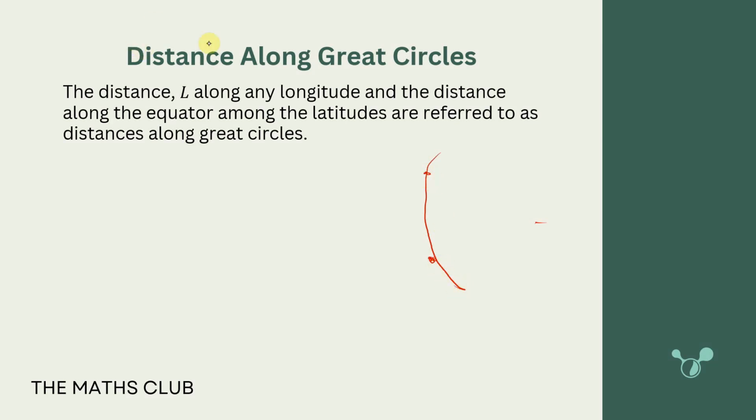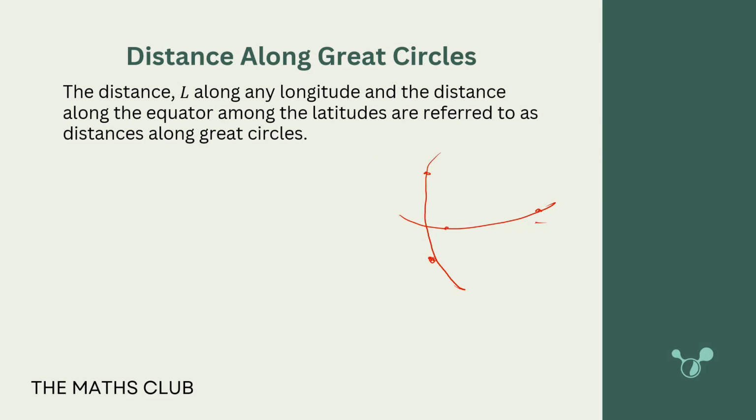So if we have distance along any longitude at all, and distance along the equator, so we're told that something's along the equator, right? Let's say this is the equator, or we're told to find 2 points along that equator, the equator alone, not any other line of latitude. Among the latitudes, it's only the equator that comes out.